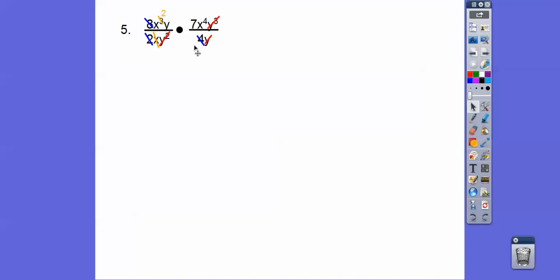Nothing's on bottom except a bunch of 1's, so 8x squared, and we got a y. Then, no, we don't have an 8 anymore, we only have that 7, but we do have an x to the 4th that will pair up with this x squared. So I'm seeing 7x to the 6th, because you add those exponents, and don't forget the y. And your excluded values.